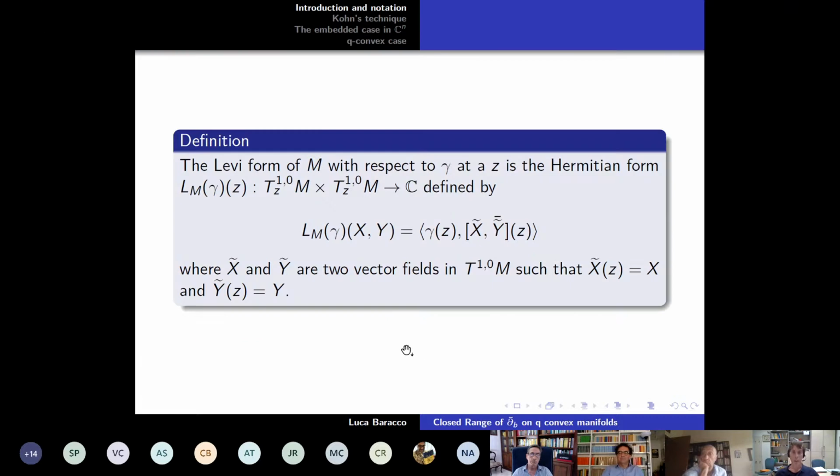Now we define the Levi form of M with respect to gamma at a point Z as the following Hermitian form. For any couple of vectors x and y in T^{1,0}M at Z, we define the Levi form of M with respect to gamma as the contraction of gamma with the bracket of these two vectors. Here I denoted by x tilde and y tilde vector fields in T^{1,0}M that extend x and y.